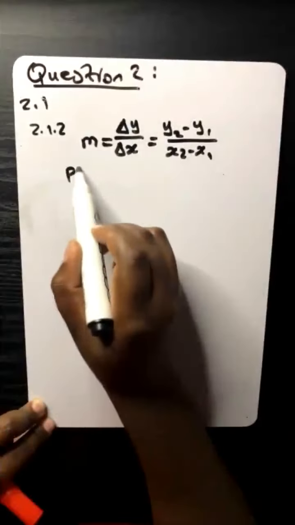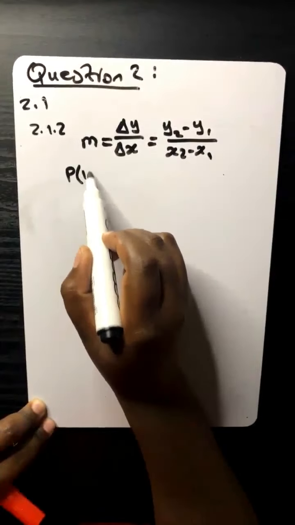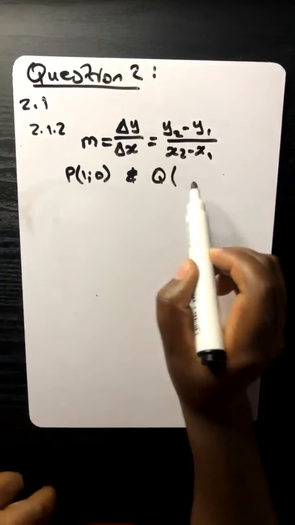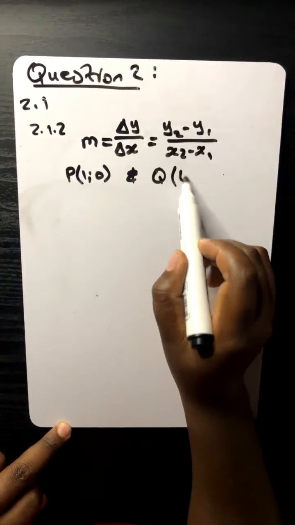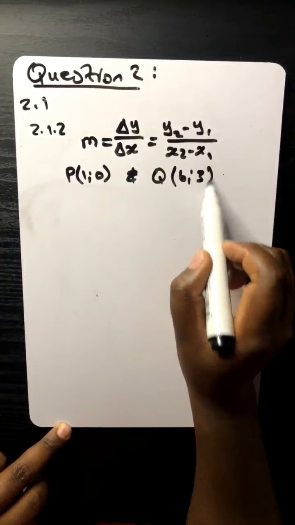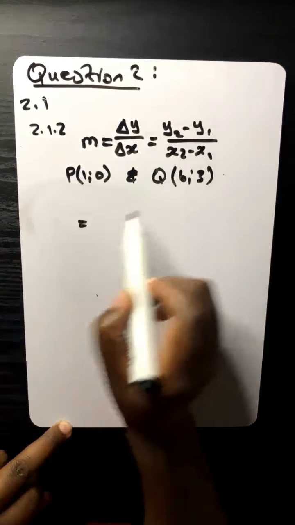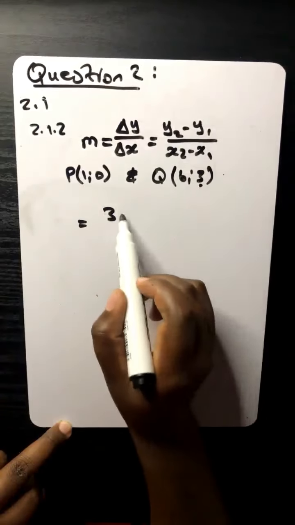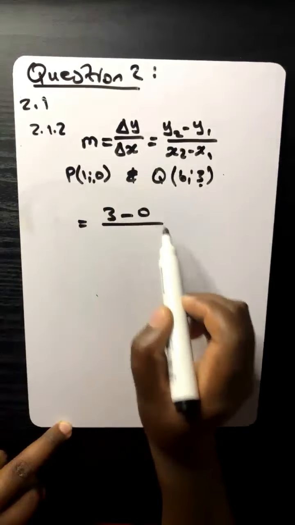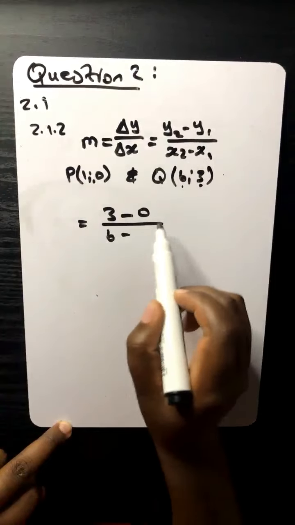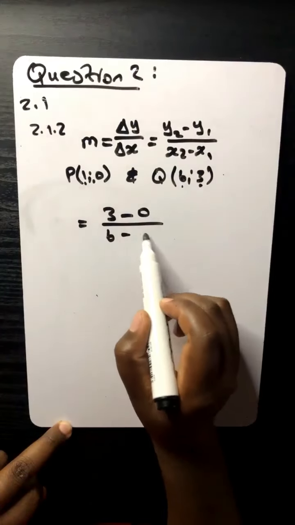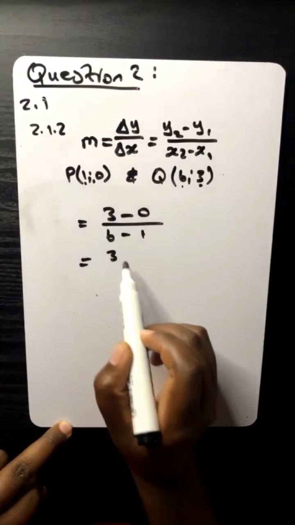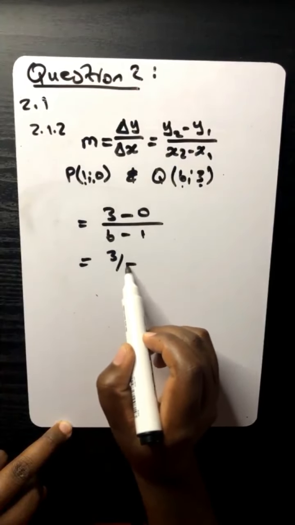What are the coordinates? We know P has these coordinates. And again, Q. What about Q? That's where we've got 6 and 3. So let's substitute. We know which one is our second value. So there we've got y2 minus y1 being 3 minus 0, over x2 minus x1 being 6 minus 1. And this is equal to positive 3 over 5.